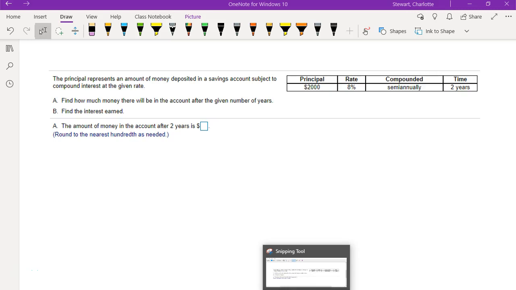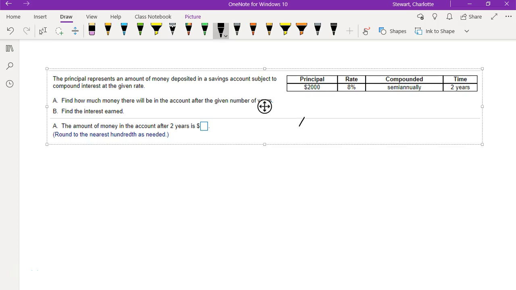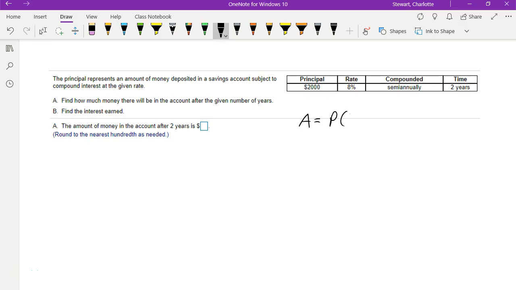Now in this example, we're going to talk about compound interest. If you recall, the compound interest formula is A equals P times (1 plus R over N), all raised to an exponent of NT. When putting it in the calculator, it may be beneficial to put parentheses around that exponent.